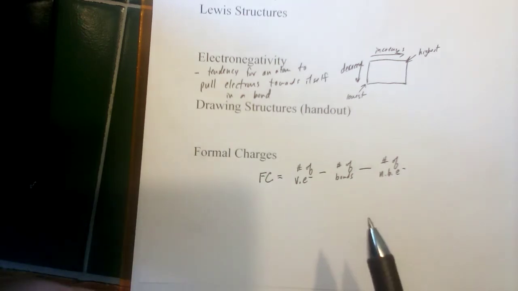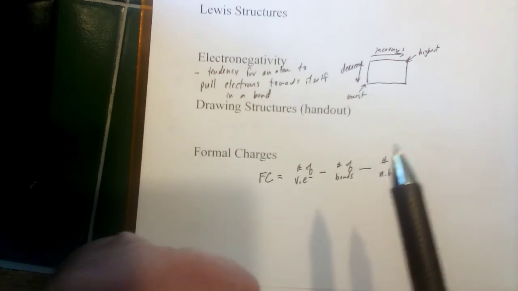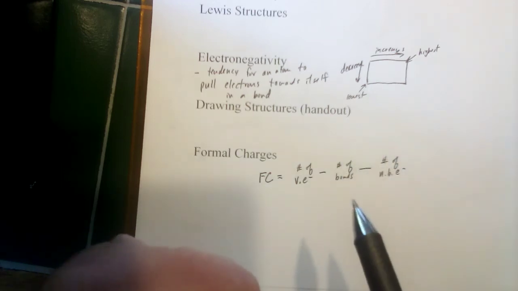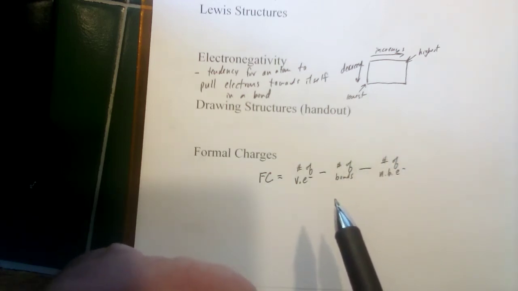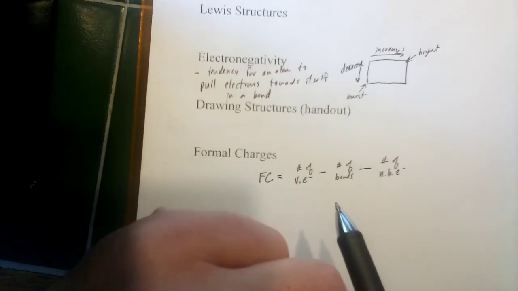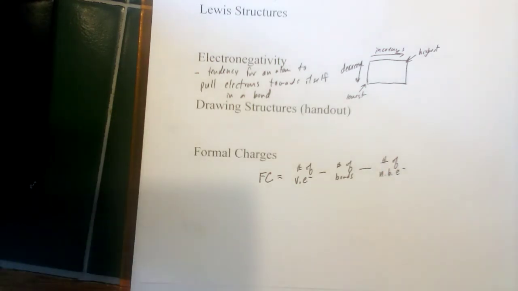A couple other things, and these are in the handout as well. The sum of the formal charges on atoms must equal the charge on the molecule. That means if we have a neutral molecule, we find a negative somewhere, there should also be a positive. If we don't find that, there may be something amiss with our particular structure.